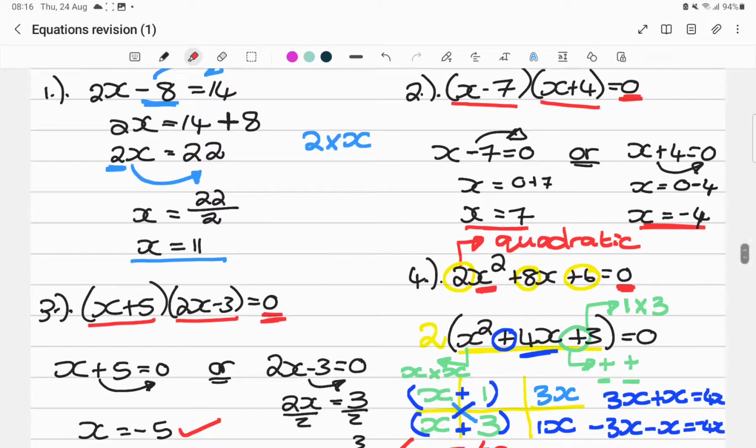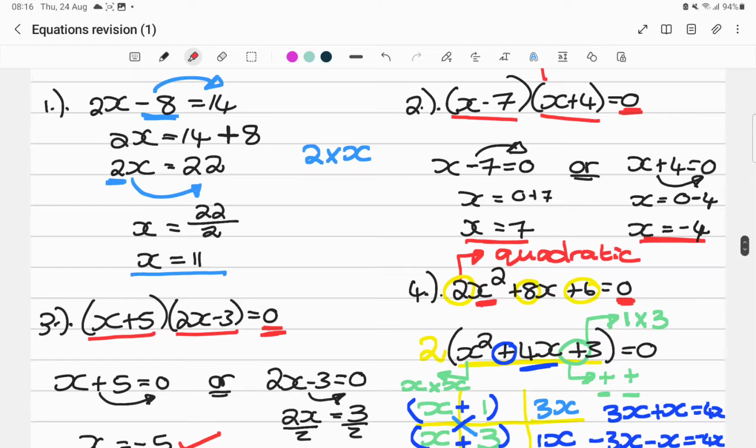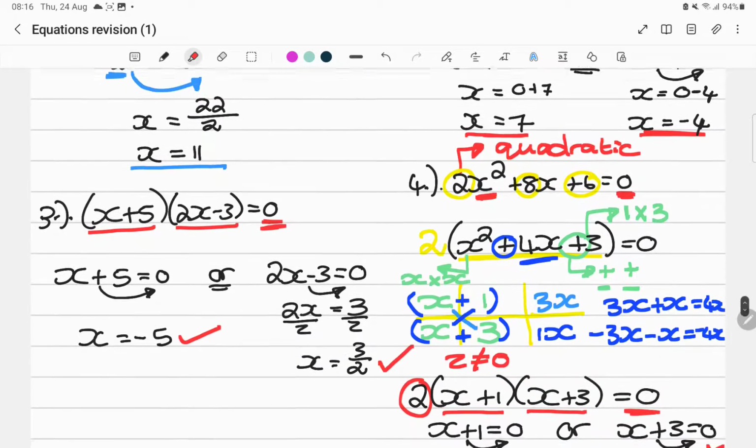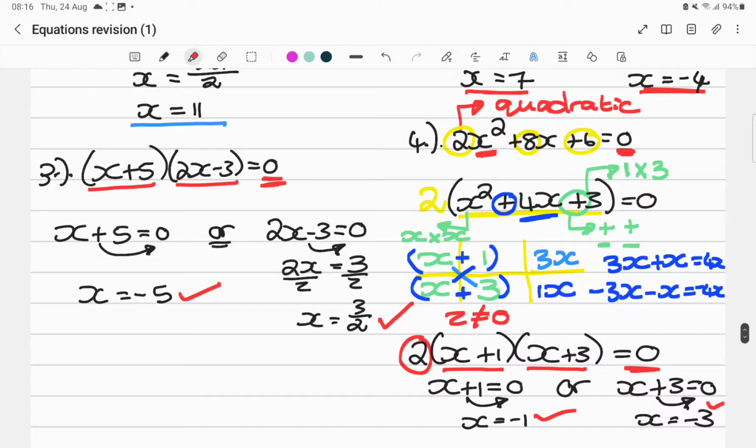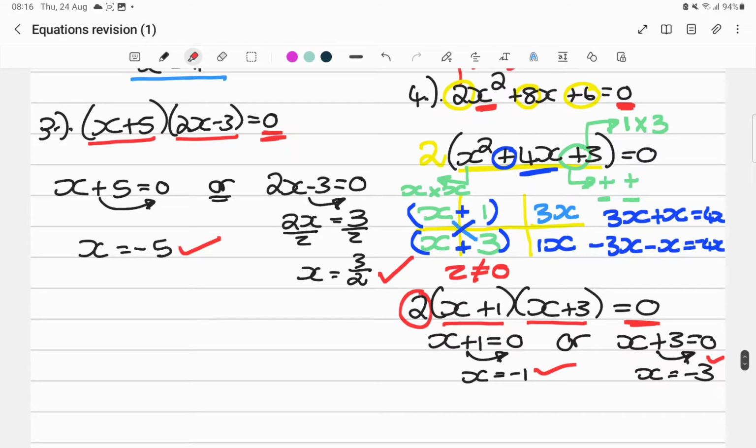Whereas at number 2 and 3, I already factorized it. Your two brackets are already equal to 0, so you just take each bracket and put it equal to 0. Or your most difficult one, which is number 4, you have an x squared, meaning it's a quadratic equation, and then you have to go and make brackets. So we have to factorize, and then once you have your two brackets, you can take them and put them also equal to 0.